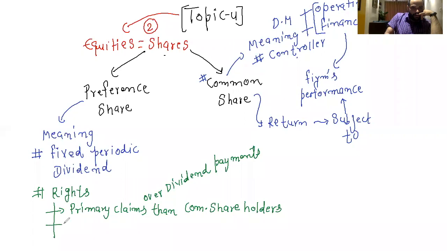The second right is they have voting rights. Remember when I explained the difference between debt and equity, I mentioned that debt holders don't have any voting rights. Equity holders have voting rights. Equity having voting rights means preference shareholders have voting rights, and common shareholders have voting rights. But the voting rights for preference shareholders are different from common shareholders' voting rights. Right? So let me explain.